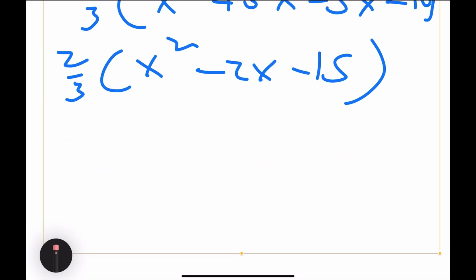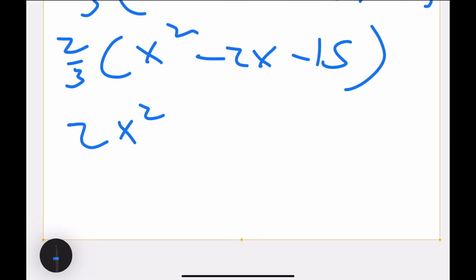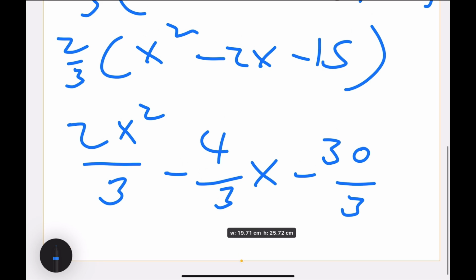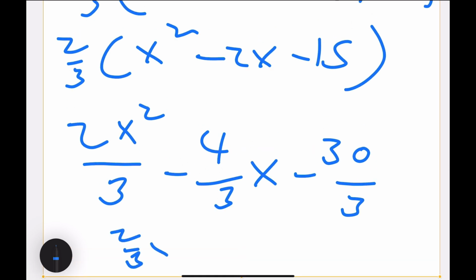So now we can multiply what's inside the bracket by the thing outside of the brackets. So we'll get 2x squared over 3 minus 4 over 3x minus 30 over 3. But we can simplify it. So the 2 over 3x squared we can't simplify. We can't simplify the negative 4 over 3x, but we can simplify the negative 30 over 3, because that becomes negative 10, as 30 divided by 3 is 10. So the final answer would be 2 over 3x squared minus 4 over 3x minus 10.